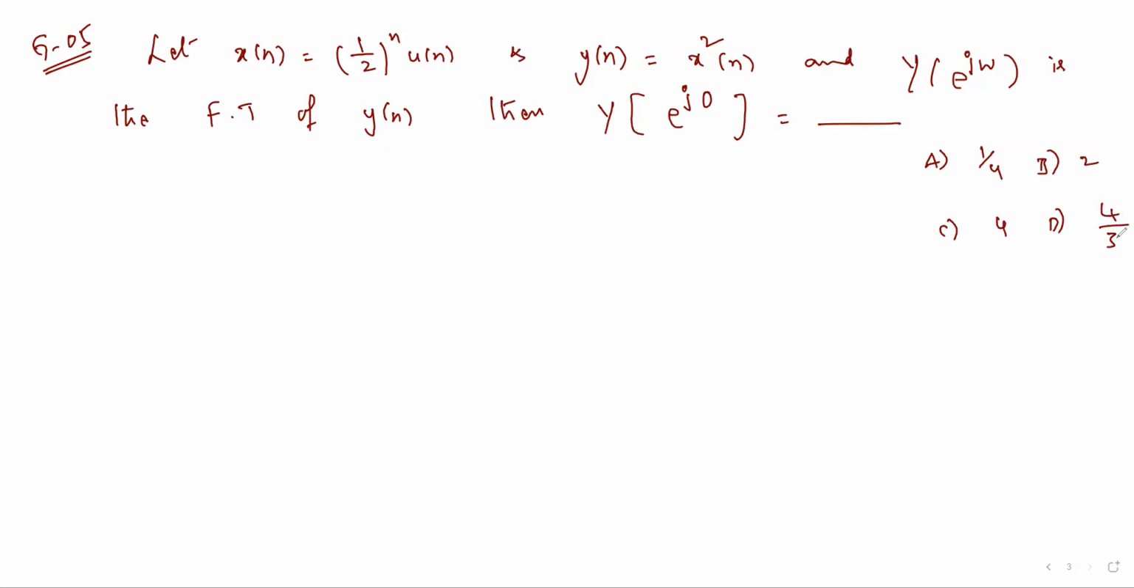So what is y of n here? x square of n, and x of n is given. So you take x square of n and apply the z transform, and replace z with e power j omega. Or directly you can apply the y of e to the j omega formula also. Let's see the solution for this.